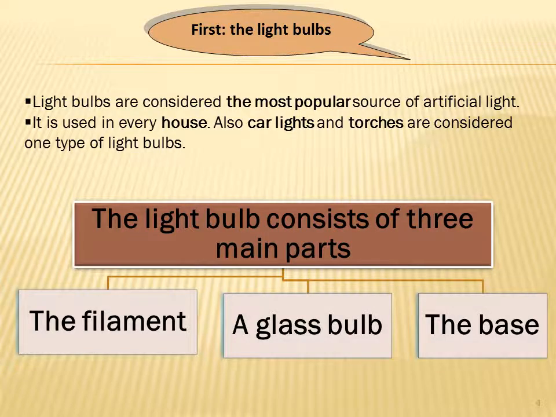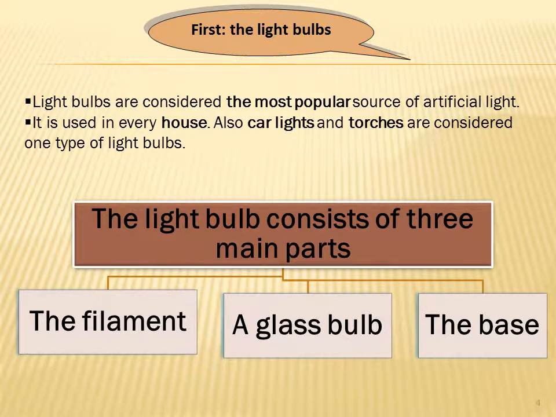Let's talk first about the light bulbs. Light bulbs are considered the most popular source of artificial light. The most popular means the most famous source of artificial light, and artificial means man-made. So the most popular type of lamps used everywhere is the light bulb. Where do I see it? Where do I use it? It's used in every house. Also, it's used in car lights. Torches also are considered one type of light bulbs.